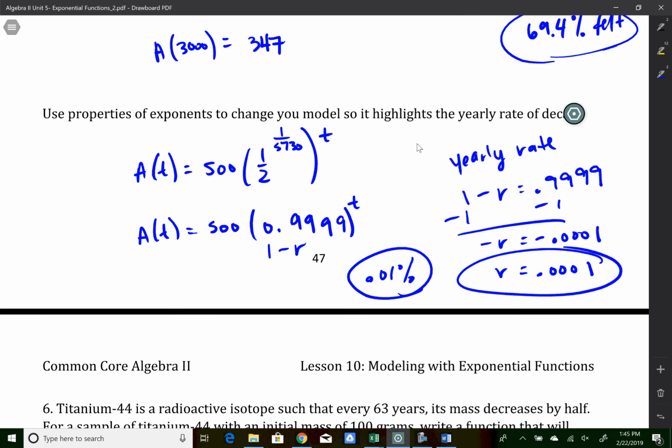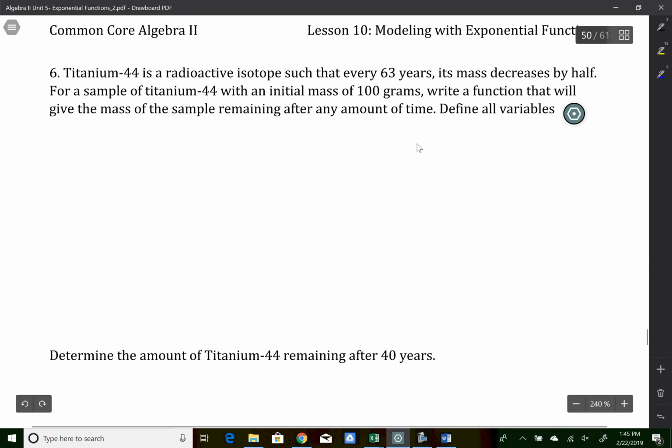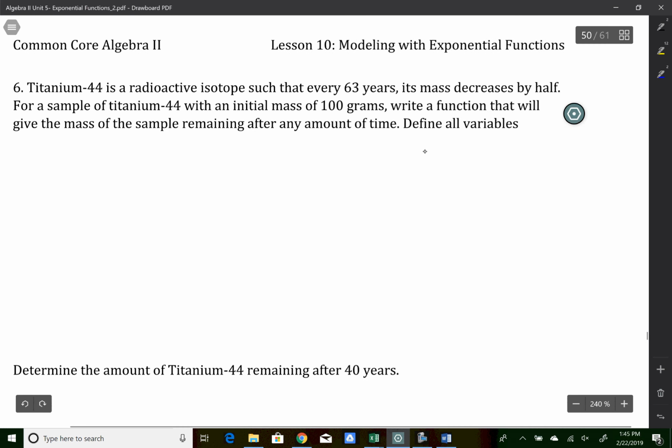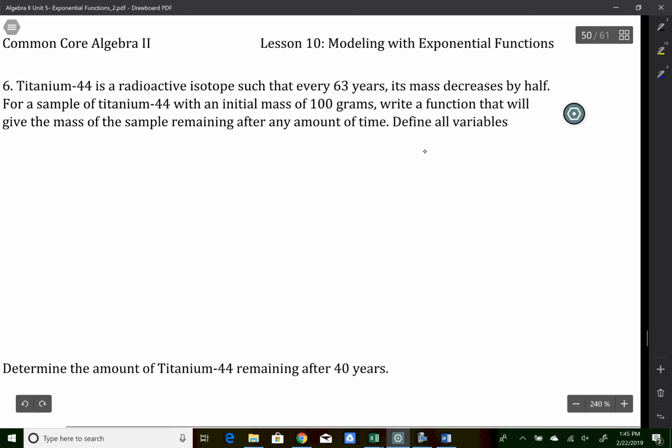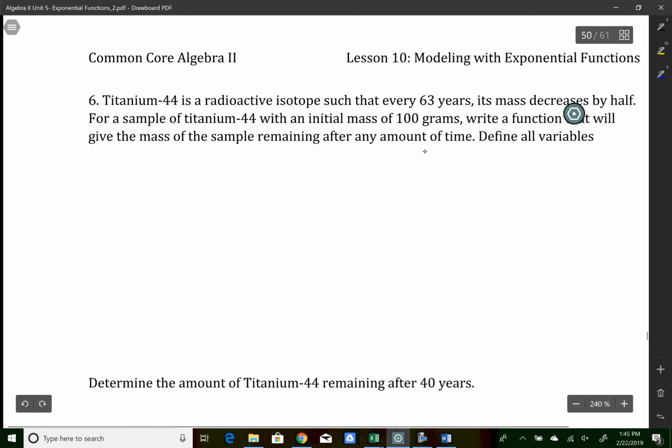So let's see one here that's a little bit less of a time so we could do a little bit more stuff with it. So titanium-44, another sample here. This one says a radioactive isotope. That means nothing to you, that's just chemistry stuff. So it says every 63 years it decreases by half. As soon as you see decreases by half, or we're talking about a sample getting half as big or something like that, this is talking about half-life.